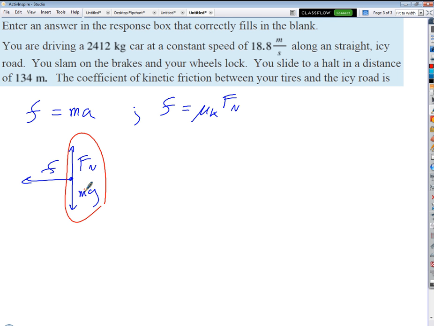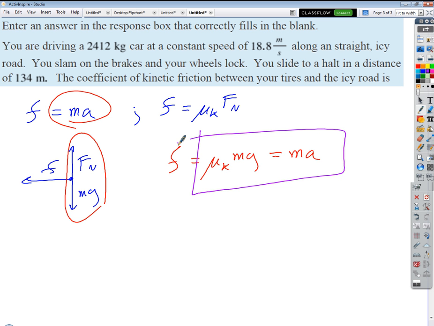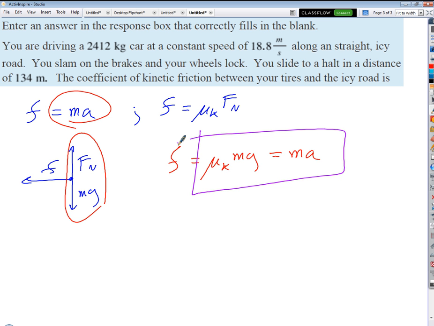So we could write this then as the frictional force is equal to mu sub k times mg, and that's all equal to ma, right? So there's the equation we come up with, isn't it?